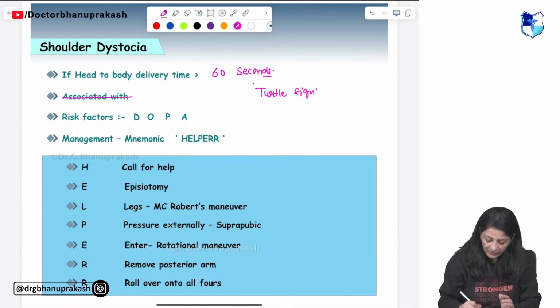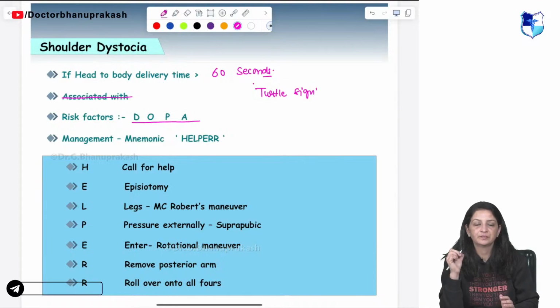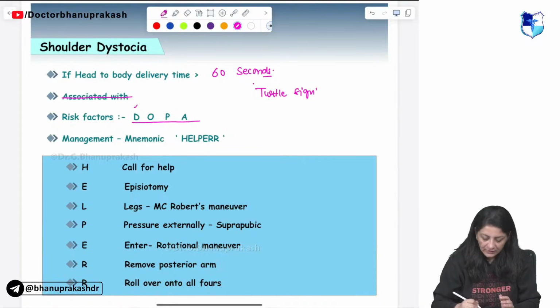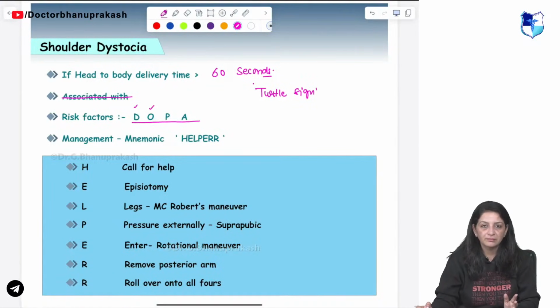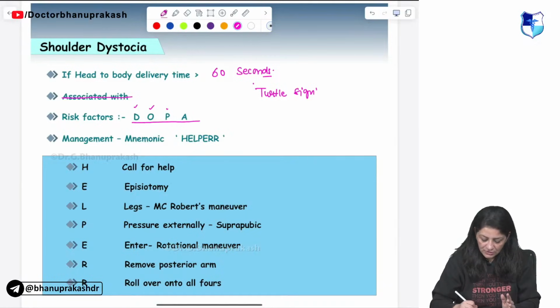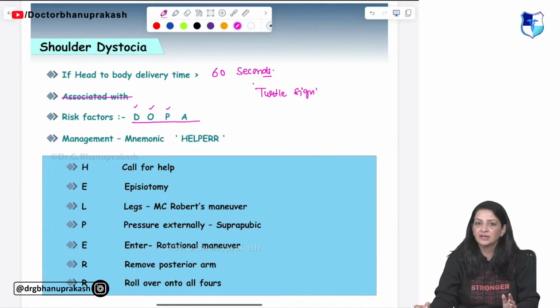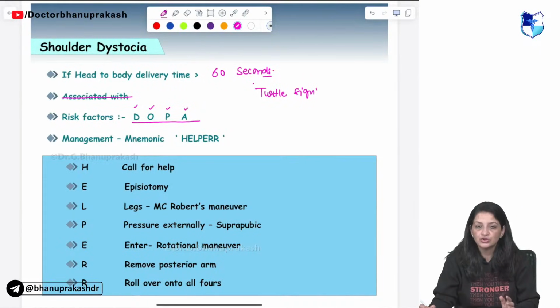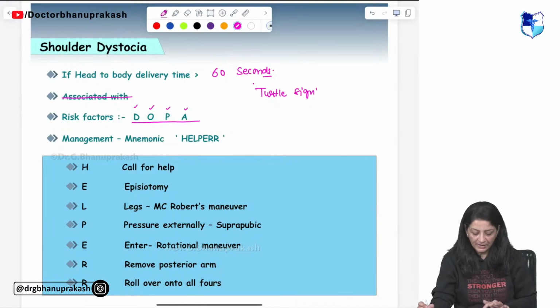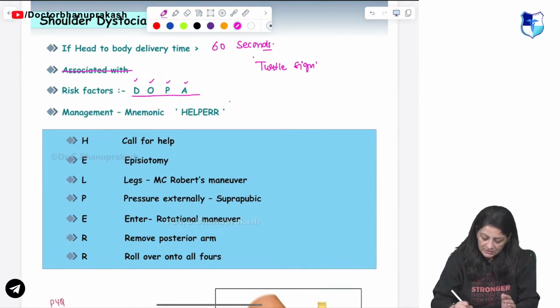So what are the risk factors? Just remember the mnemonic DOPA. D stands for diabetic mother. O stands for obese mother or fetus. P means post-term pregnancy. A stands for anencephaly. So these are the risk factors for shoulder dystocia. Management. So this is a PYQ.